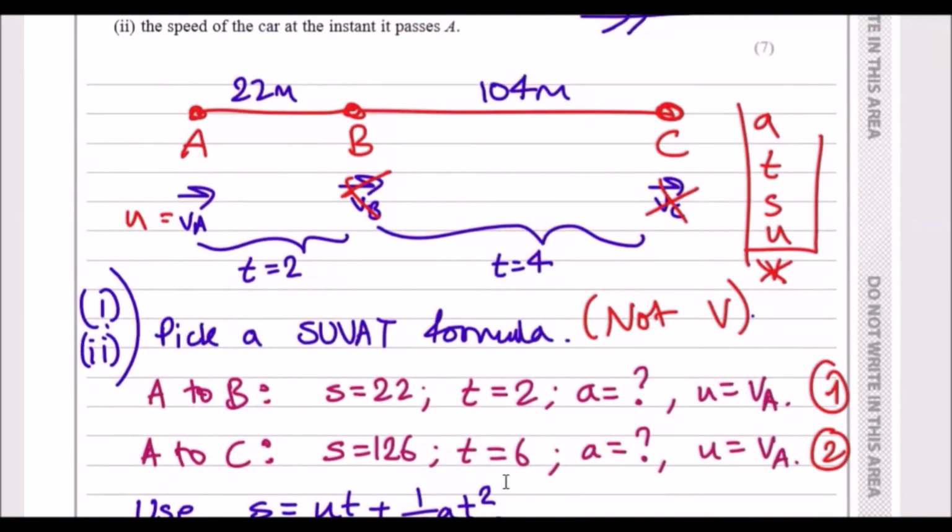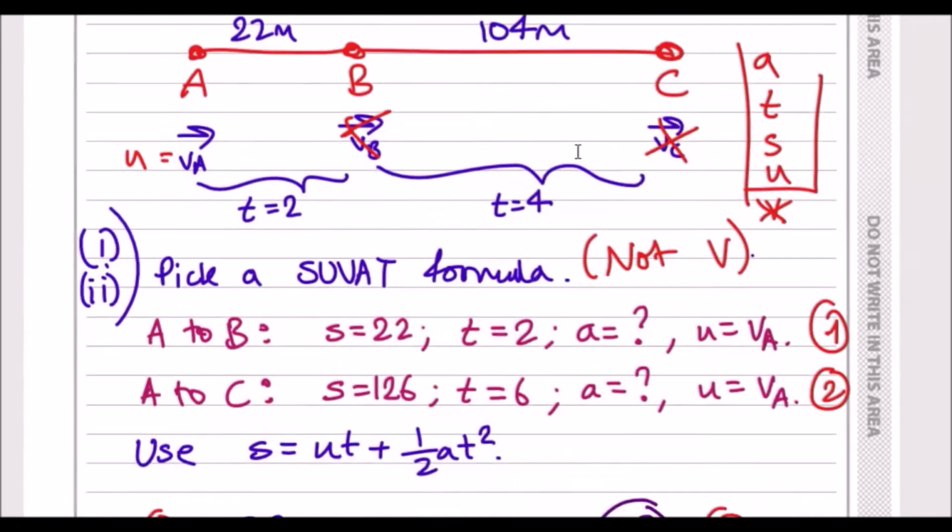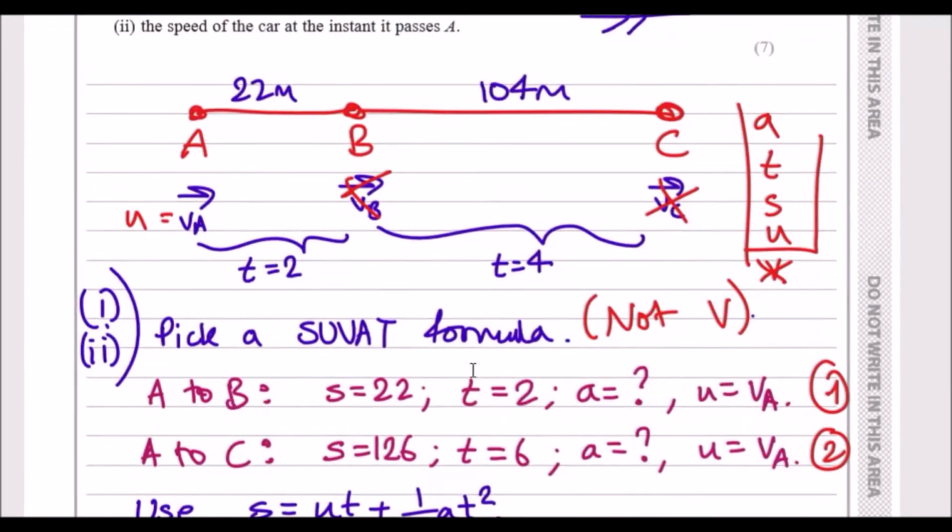Now, what you could summarize from this diagram is a couple of things. We could measure from A to B, which has a distance of 22, and it takes 2 seconds. The acceleration we're trying to find, so it's a question mark, and the initial speed can be U equals VA. Now, I wouldn't use B to C because they don't want you to find the speed of B or C. They want you to find the speed of A.